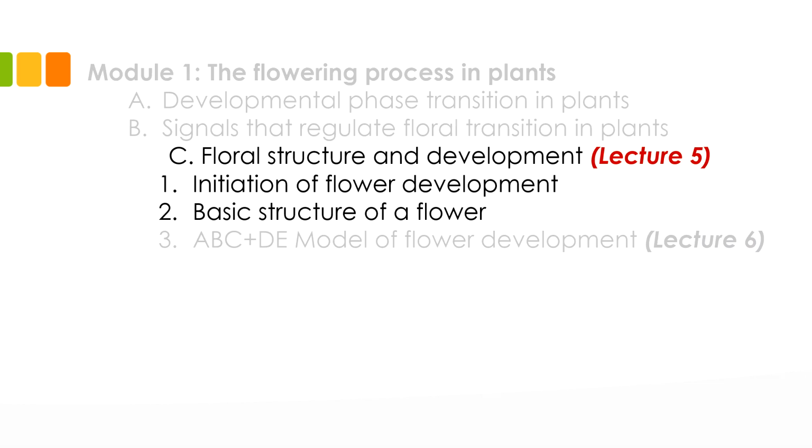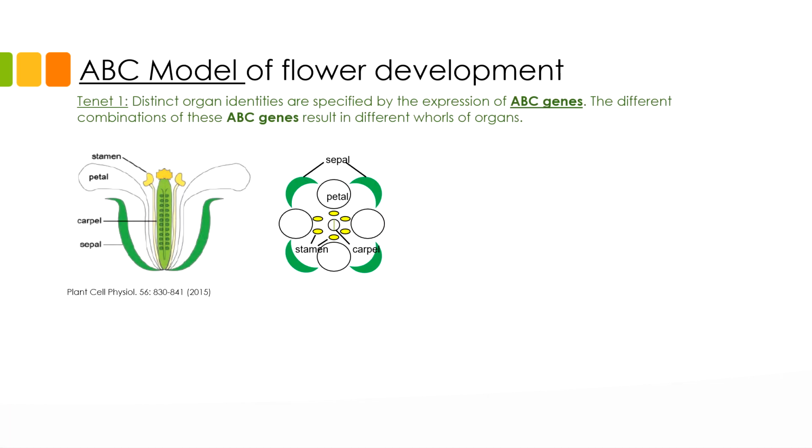This lecture will focus on the different genes regulating the development of each of the basic structures of a flower. Floral development models were first built from studies in Arabidopsis thaliana and Antirrhinum majus, or snapdragon. Based on studies on both these species, the ABC model of flower development was put together.